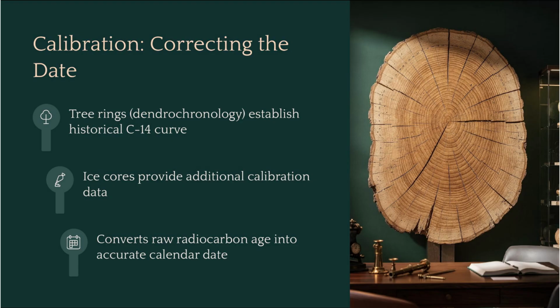To fix these fluctuations, scientists use calibration to correct the date. They use tree rings, a science known as dendrochronology, to establish a historical carbon-14 curve. Additionally, ice cores provide additional calibration data. This process converts the raw radiocarbon age into an accurate calendar date.